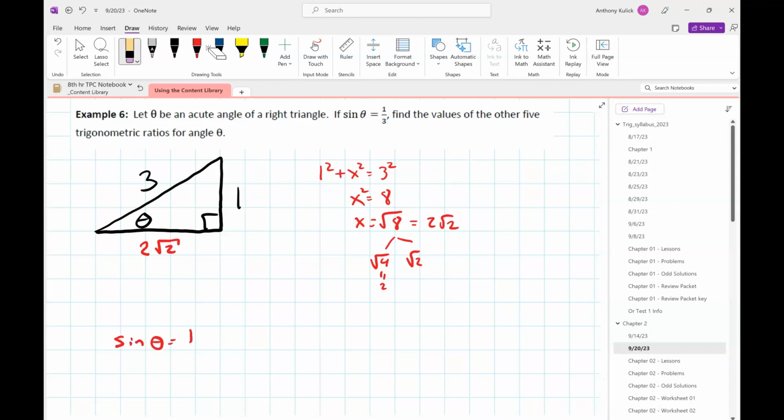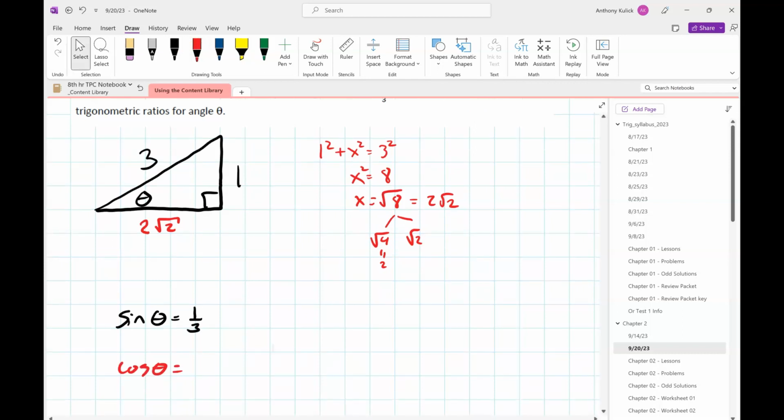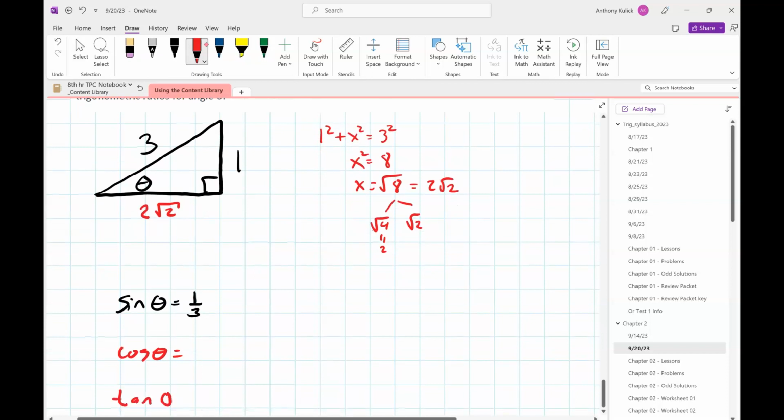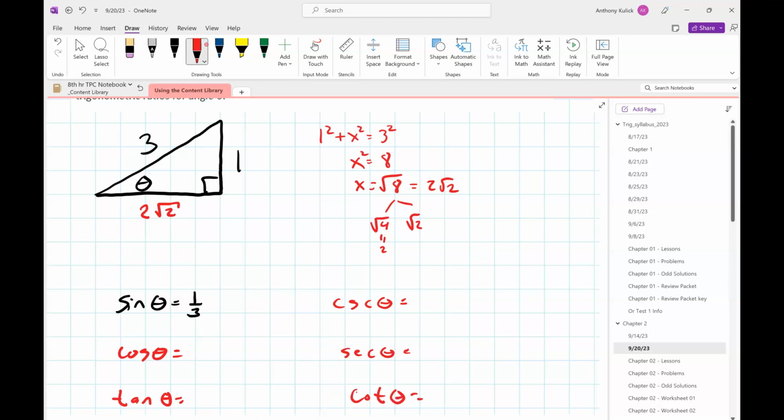So sine theta, I'll write that in black because that's a given thing. We know that. We still need cosine theta, tan theta, and then cosecant theta, secant theta, and cotangent theta. Well, let's start with cosecant. What's that got to be? 3 over 1 or just 3, right? If you write 3 over 1, that's fine, but like, why? Let's make it 3.